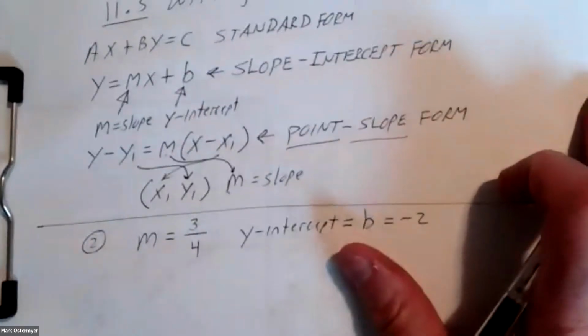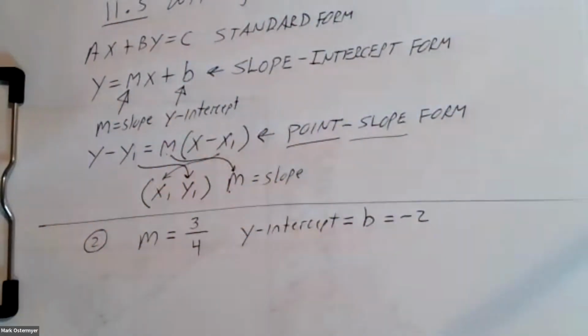Armed with that knowledge, they want us now to write the equation of this line. So do we have enough information to write the equation of this line? What do you think? Yes or no? Anybody? We got enough information to write the equation of that line knowing its slope and y-intercept?